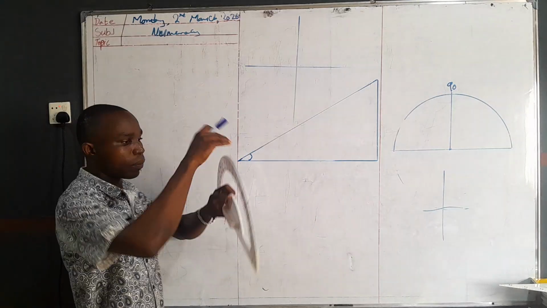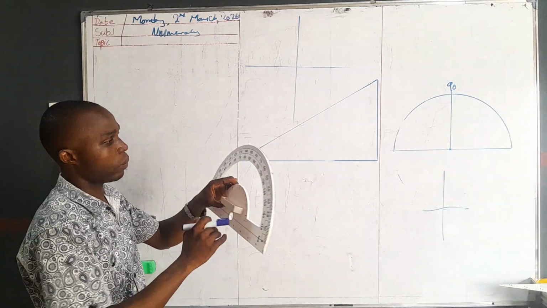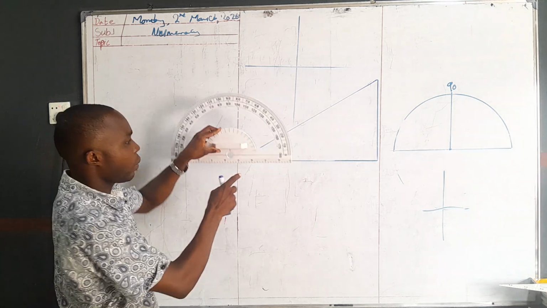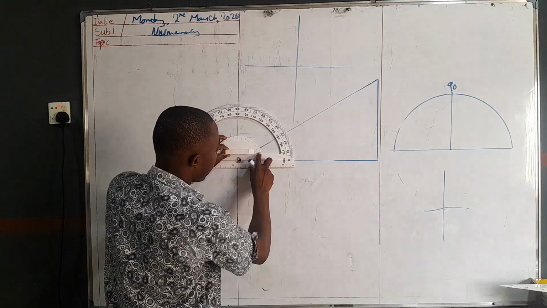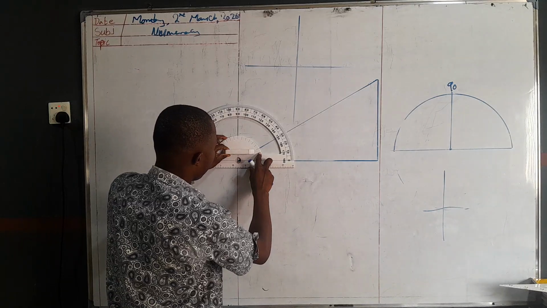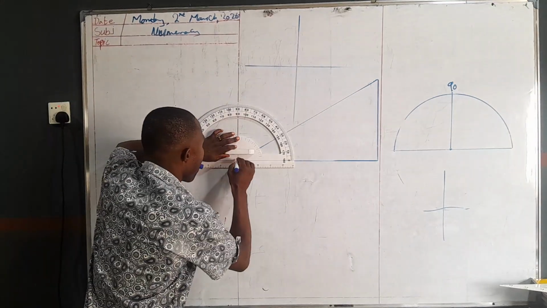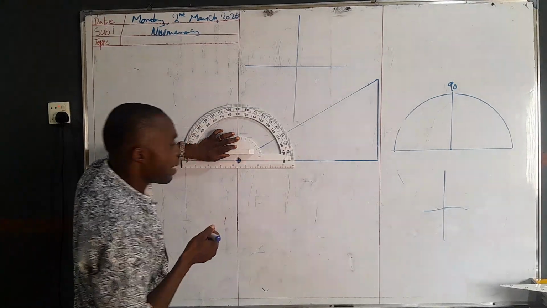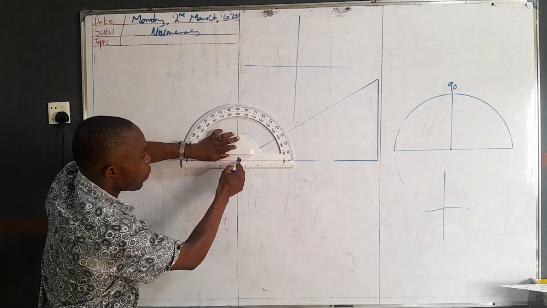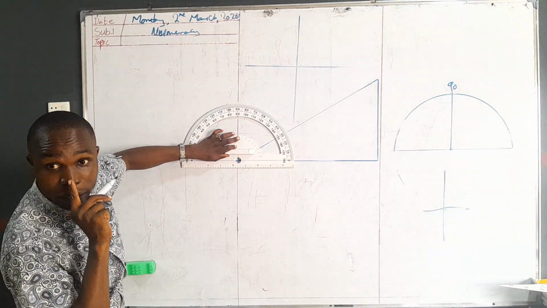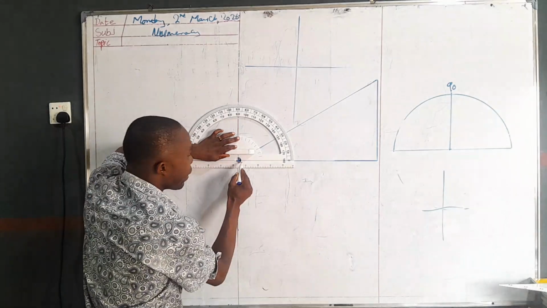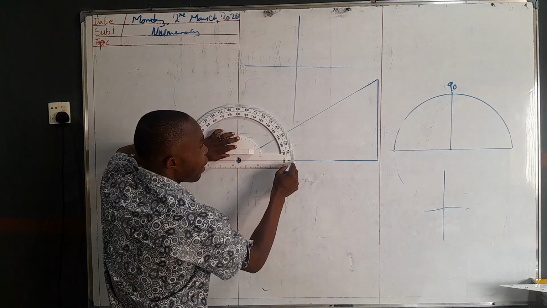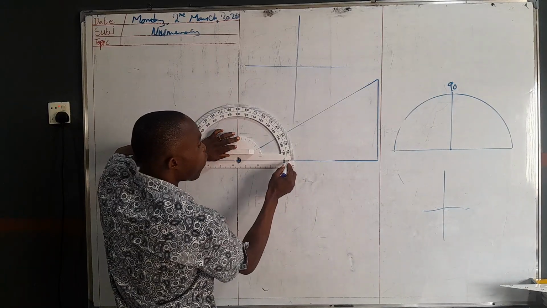Let's do that. This is my protractor. You see from my 90, it comes to this point. Can you see that? Yes. So I will take it like that, so that if this comes down, the intersection point is on the vertex, the sharp point of the triangle. And this line is directly on this line. Can you see that? Yes.